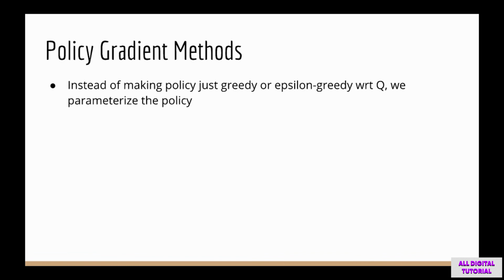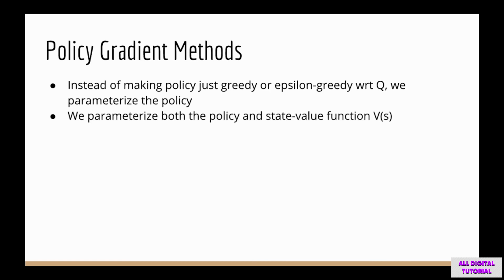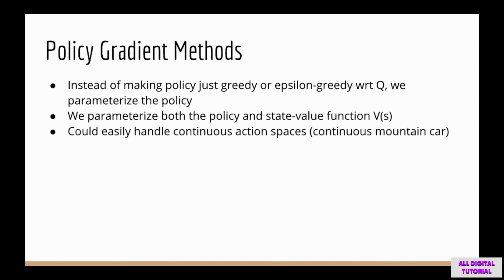Next, we looked at policy gradient methods. This gave us a totally different way of solving reinforcement learning problems. Instead of making the policy just greedy or epsilon greedy with respect to Q, we parameterize the policy itself. In this situation, we parameterize both the policy and the state value function V(s). Parameterizing the policy is interesting because it allows us to easily handle continuous action spaces, as we saw with continuous mountain car. The only change we had to make was, instead of modeling the output as a discrete distribution, we modeled the output as a Gaussian.